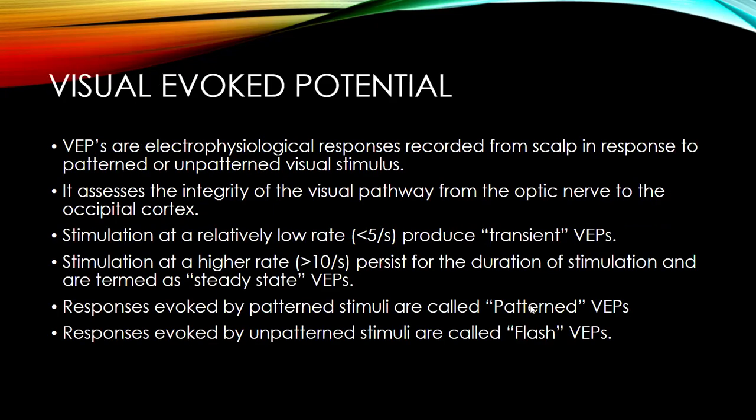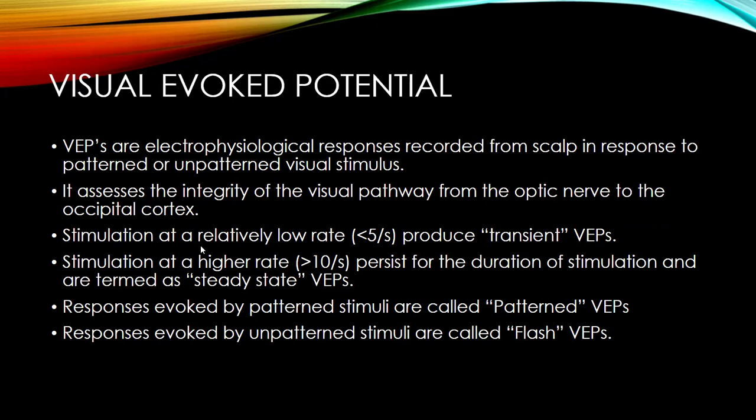So coming to visual evoked potential, these are electrophysiological responses recorded from the skull. The responses that we obtain are through a stimulus that we provide. The stimulus can be of two types. One is a pattern stimulus, the other one is an unpatterned visual stimulus. Through these stimuli, we can assess the integrity of the visual pathway from the optic nerve to the occipital cortex.